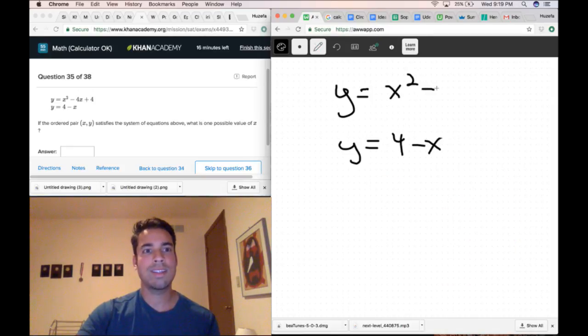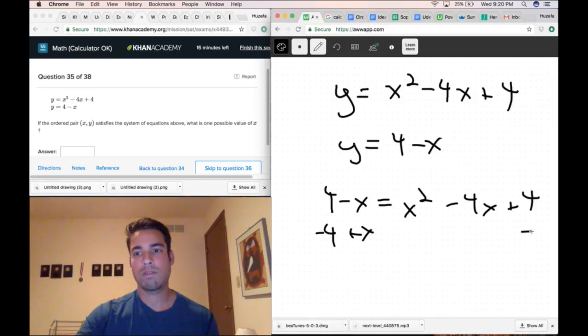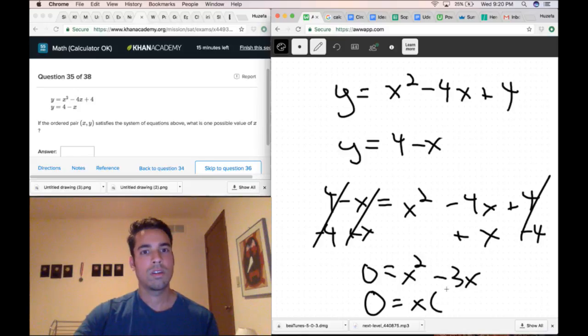What we're gonna do is set these guys equal to each other because y is isolated. So 4 minus x equals x squared minus 4x plus 4. Now we're gonna get everything over here, so we subtract 4 and add x. Subtract 4 and add x. Goes away, goes away. This becomes 0 equals x squared minus 3x, and these guys cancel out. And then we can factor x times x minus 3. So we got two answers. X can be 0 and x can be 3.